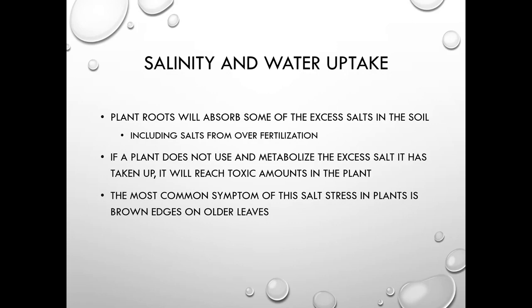Plant roots will absorb some of the excess salts in the soil, including salts from over-fertilization. If the plant does not use and metabolize this excess salt, it will be taken up and reach toxic amounts in the plant. The most common symptom of this is salt stress, and you're going to see brown edges on older leaves. Now, just because you may see this, it may not be that. You need to know the story of the plant, and we'll cover that when we get into plant pests in the spring. We'll talk about some of it in soils next quarter.